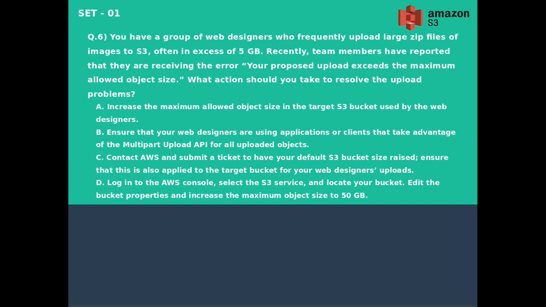B: ensure that your web designers are using applications or clients that take advantage of the multi-part upload API for all uploaded objects. Option C: contact AWS and submit a ticket to have your default S3 bucket size raised. Ensure that this is also applied to the target bucket for your web designers' uploads. Option D: log into the AWS console, select the S3 service and locate your bucket. Edit the bucket properties and increase the maximum object size to 50 GB.